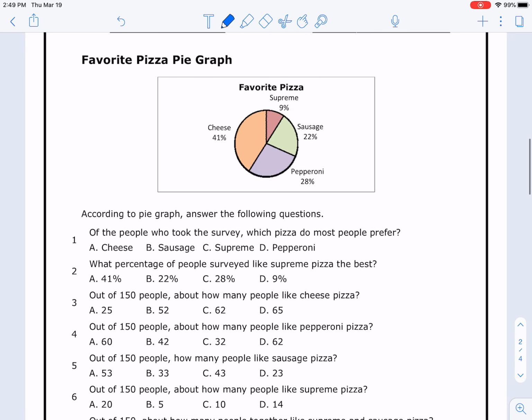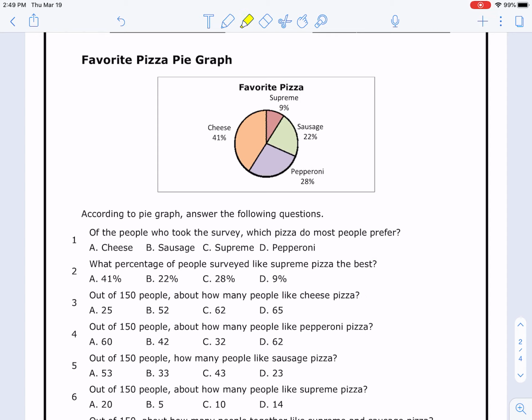Now moving on to the circle graphs practice. It says favorite pizza pie graph. According to the pie graph, answer the following questions. Number 1, of the people who took the survey, which pizza do most people prefer? A, cheese, B, sausage, C, supreme, D, pepperoni. So we can look at the pie graph, and obviously we can see that cheese has 41%. It's the largest portion in the circle graph.